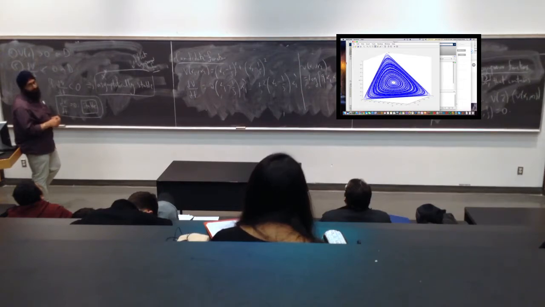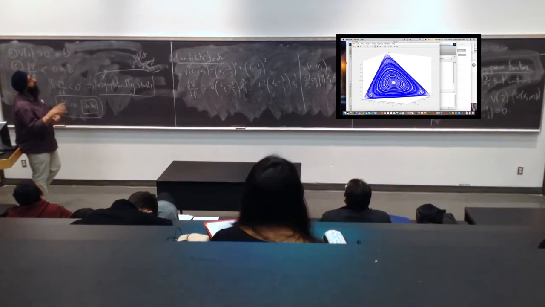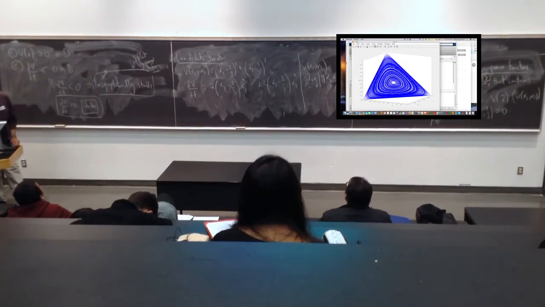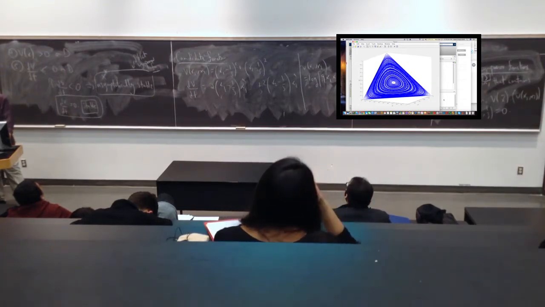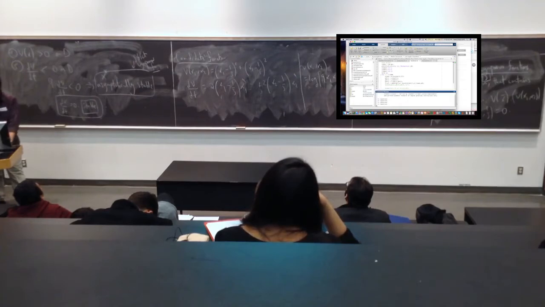I think I plotted like 1,000 different solutions for this, with random initial conditions. So you can see they never go to 1/3, 1/3, but they continuously form circles.